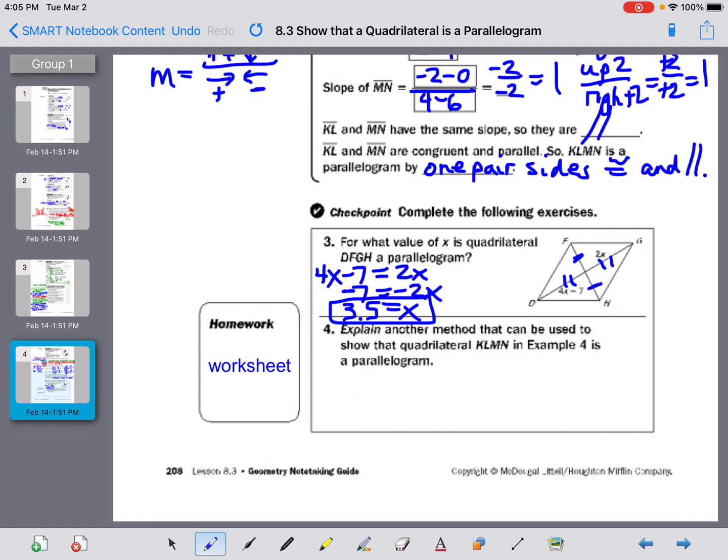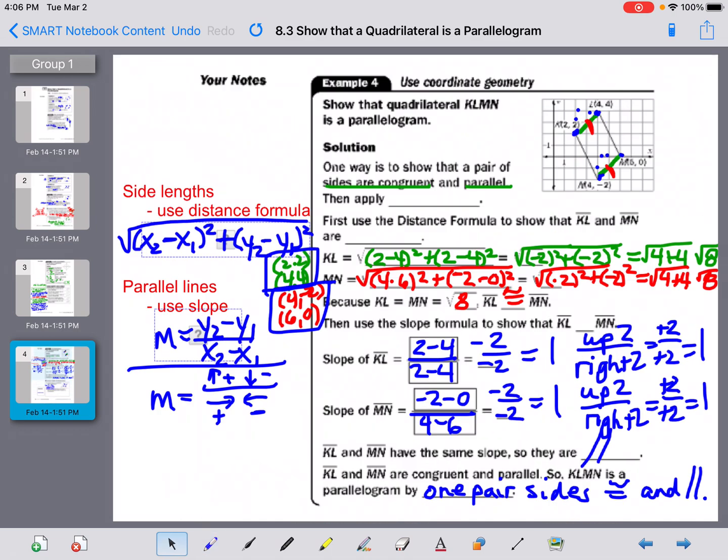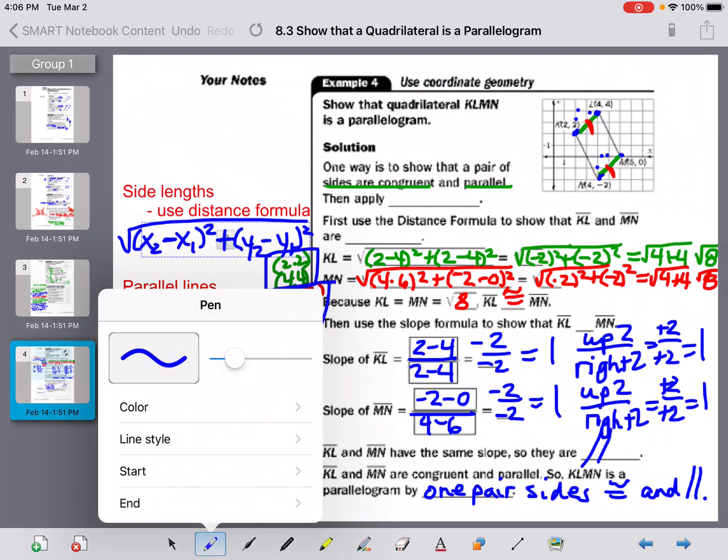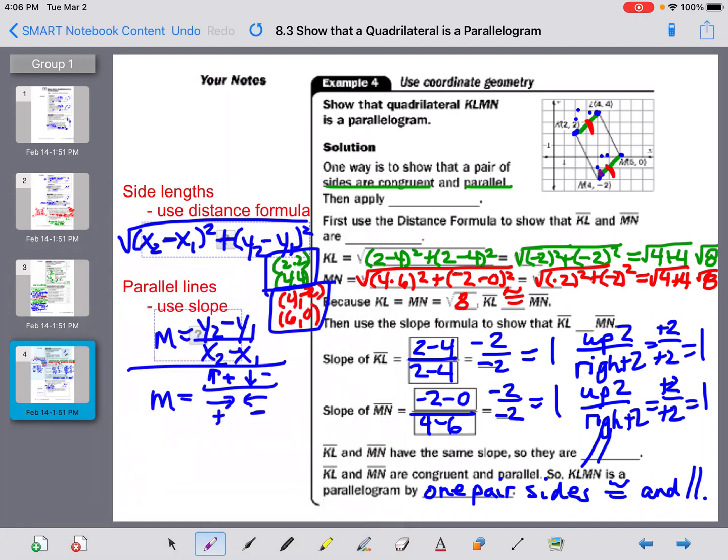All right, number 4 says, explain another method that could be used to show the quadrilateral KLMN in example 4 is a parallelogram. Well, I already proved one pair of sides congruent and that same pair of sides parallel. What if I went back up? I'm going to count another slope because it's quick and easy. I'm going to count from M to K this time. I count up 1, 2, 3, 4, to the left 2. So I counted up 4, left 2. That simplifies to negative 2.